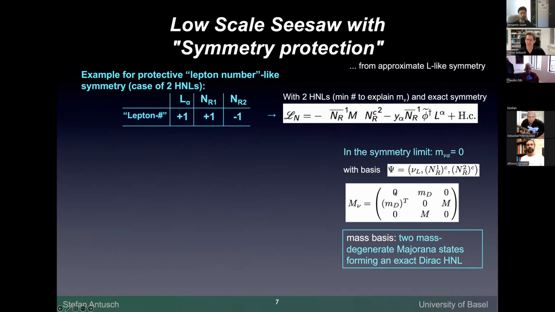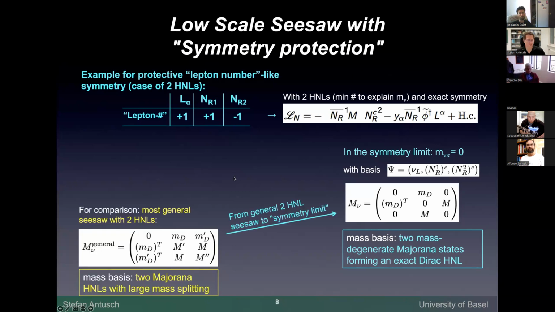And with the structure, you get 0 light neutrino masses. The heavy neutrinos you get when you diagonalize this part here, and they are exactly degenerate. In this situation, you can also write these 2 Weyl spinor degrees of freedom into a Dirac spinor, and then this off-diagonal Majorana mass matrix shown up here would be just the corresponding Dirac mass term. So this is also the limit where you combine the 2 HNLs into an exact Dirac HNL.